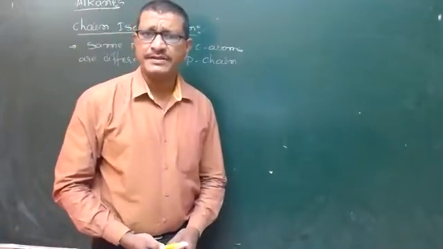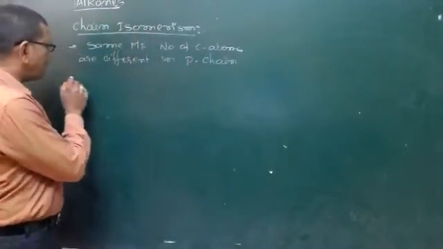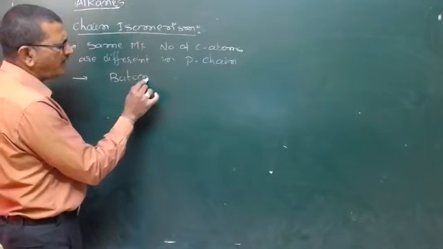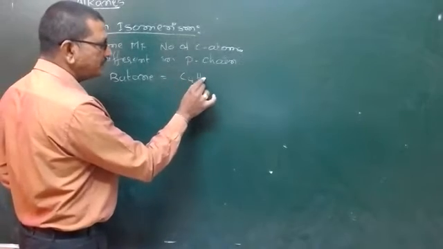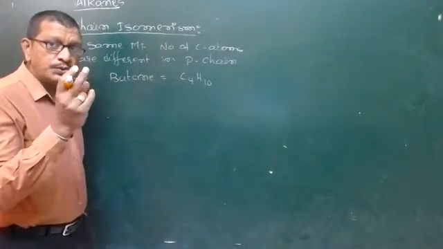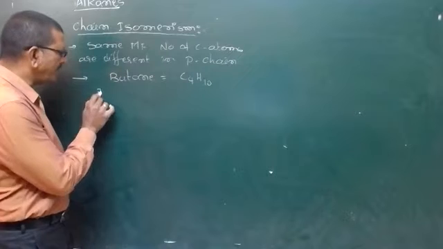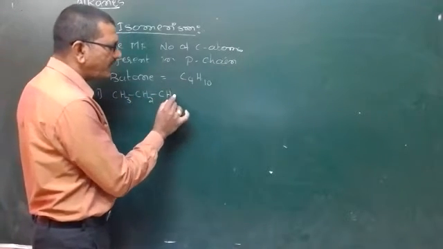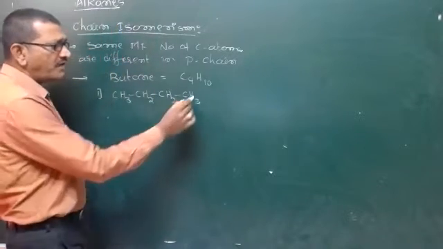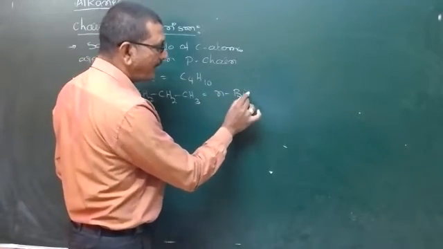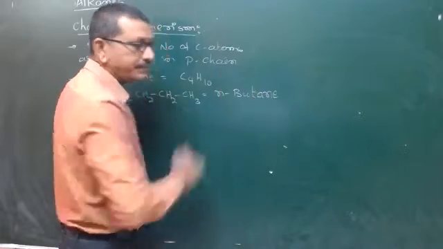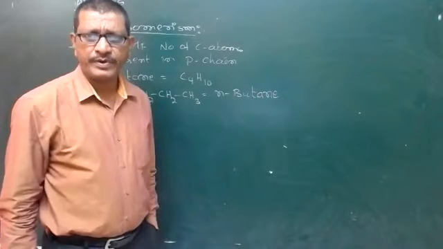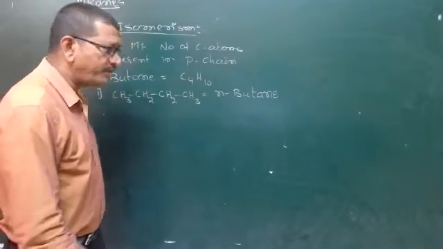If we take an example of chain isomerism, suppose I am taking butane. Butane's molecular formula is C4H10. Butane can form two chain isomers. How? First one, CH3, CH2, CH2, CH3. The name of this compound is n-butane. n-butane means all carbon atoms are present in chain form.